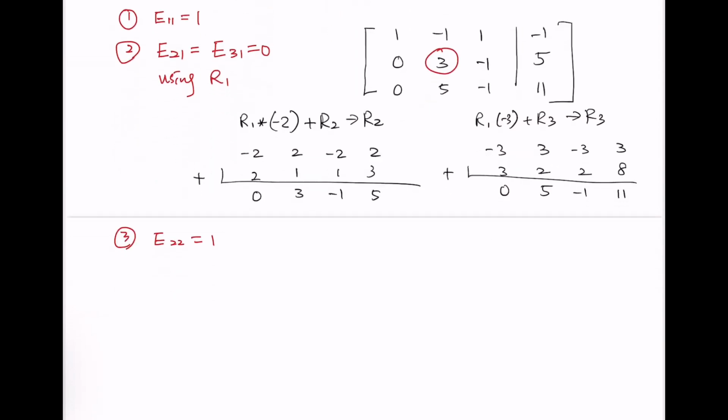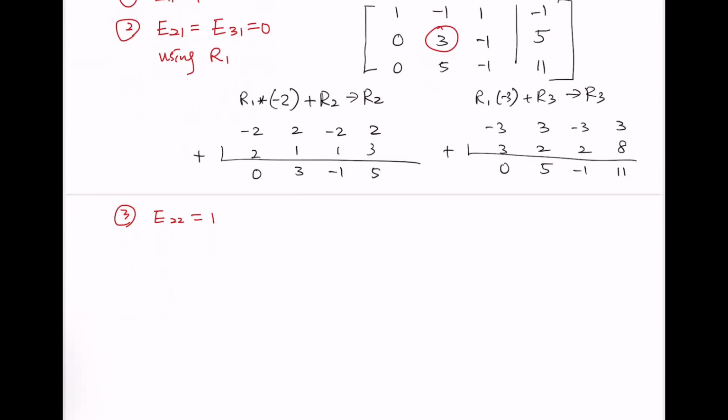Step number 3, E2,2, we need to make that to be 1, which is this guy. So in order to do that, we need to divide the row 2 by 3. 0, 1, negative 1 over 3, 5 over 3.